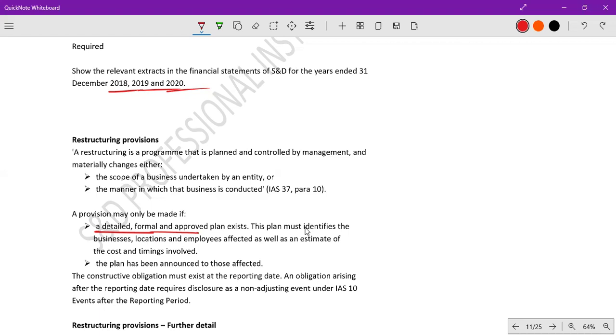Okay, we are discontinuing this operation here. Segment B is going off. All the employees in segment B will be laid off. It should be communicated to the affecting staff. When there is no formal plan and this restructuring is not communicated, there is no present obligation. Is that okay?